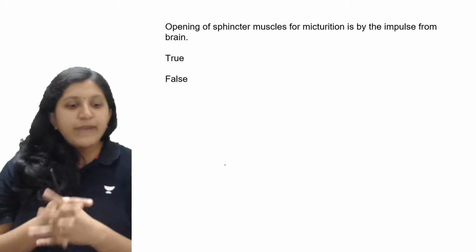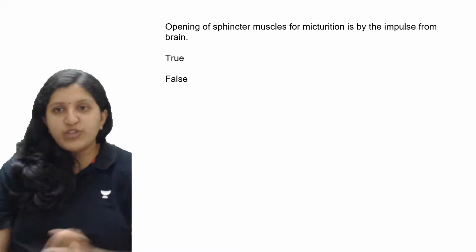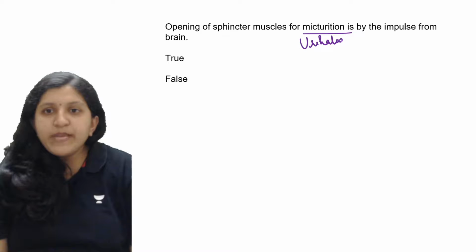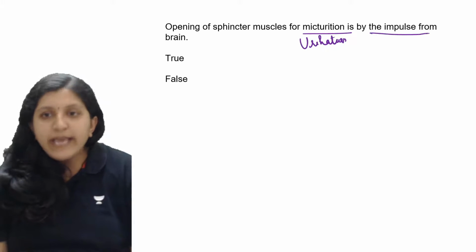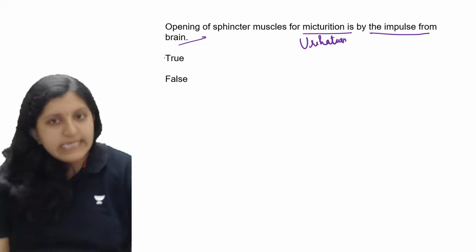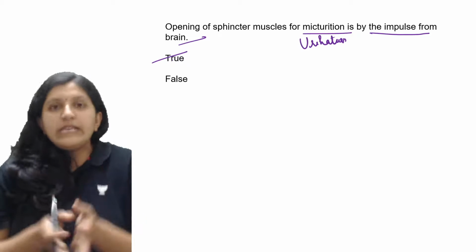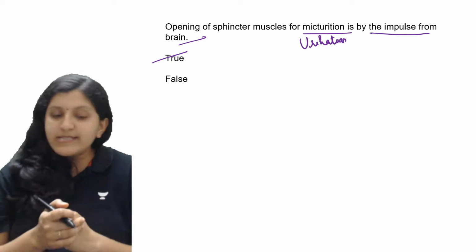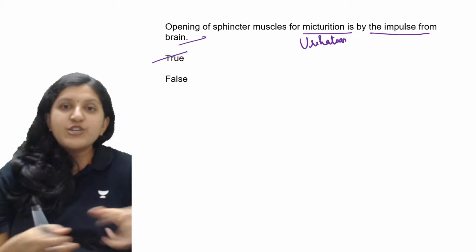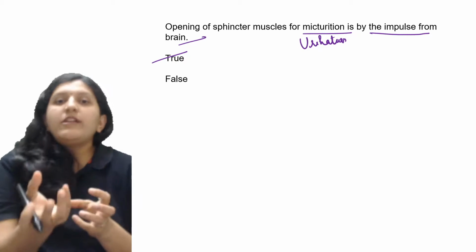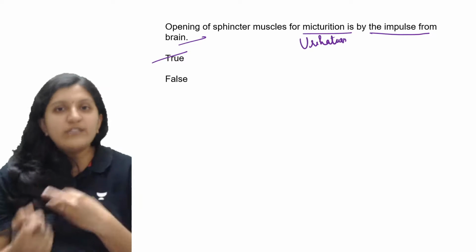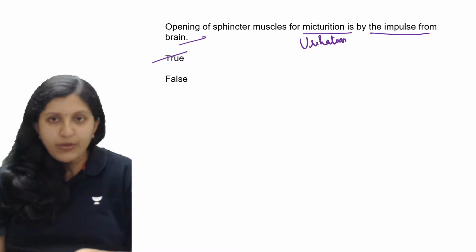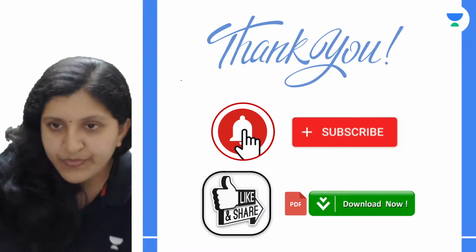Opening of sphincter muscles for micturition. Micturition is nothing but urination. Opening of sphincter muscles for urination is by the impulse from the brain. Yes, that is true. Only under the impulse from the brain is there a relaxation of sphincter muscles. Upon relaxation of sphincter muscles, the urinary bladder empties its content, mainly the urine, and the passage of urine takes place through the urethra. So it is true here.